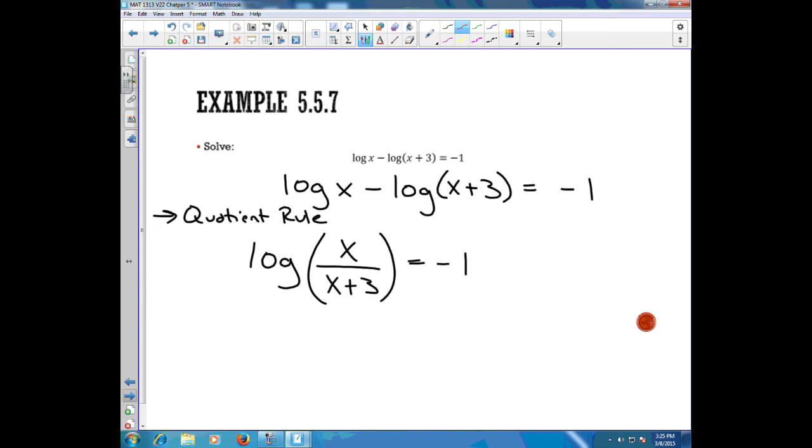Now, once again, we want to convert to exponential form. The base isn't there, so it's understood to be 10. And so we get 10 to the minus 1 power. Right? 10 is the base, negative 1 is the exponent. And that's equal to x over x plus 3.